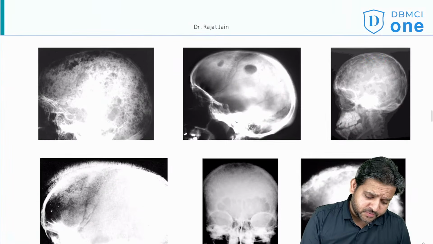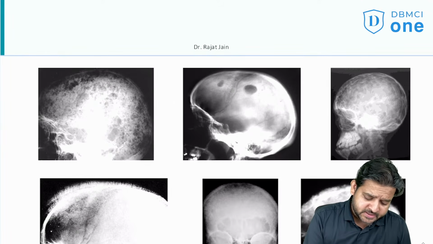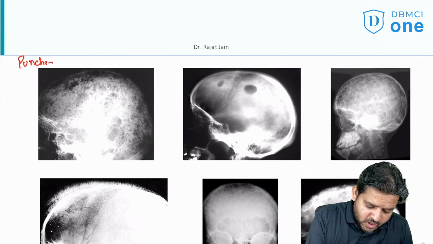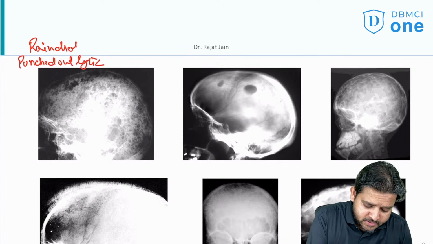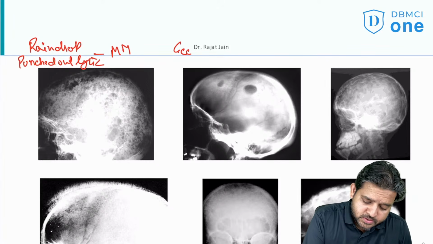So what is this called? So without going into depth, we'll just quickly revise them. What do we see? This is called as punched out lytic lesion, also called as raindrop appearance of multiple myeloma. Now this is called as geographic lytic lesion.